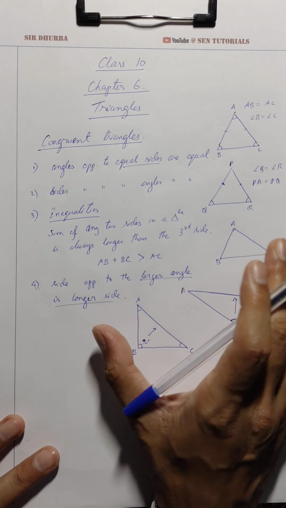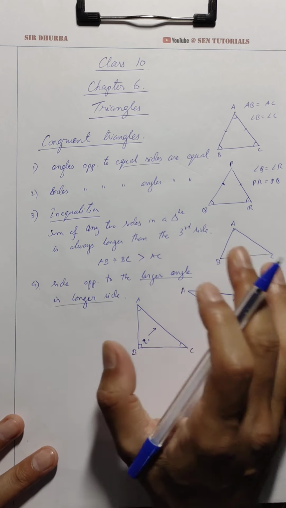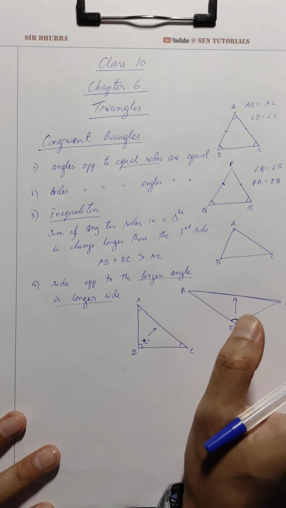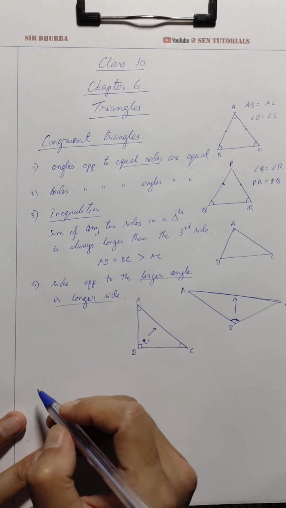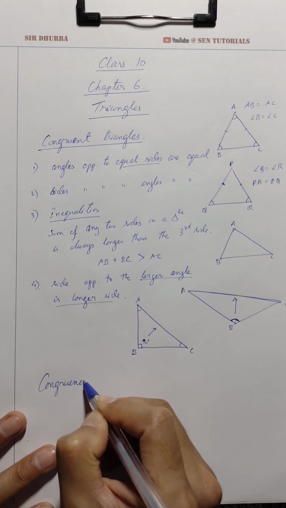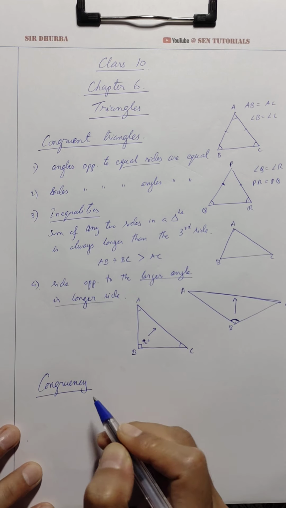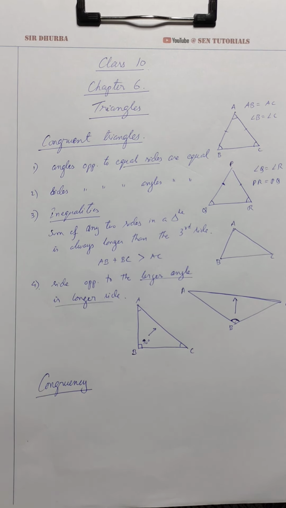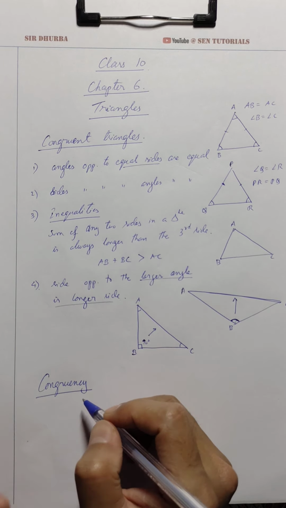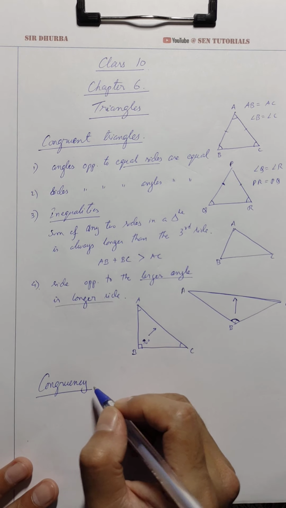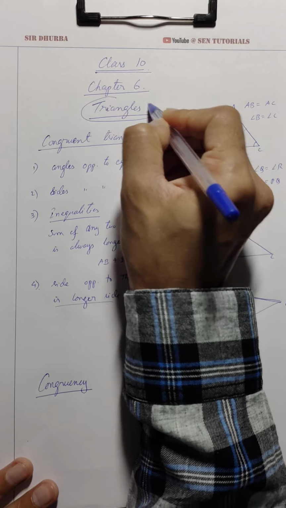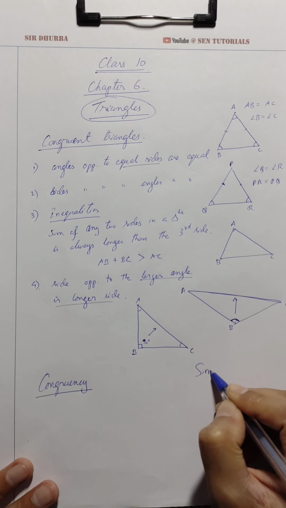Okay, so these were some of the concepts that we had already learned in our previous class 9. Then of course, yes, we do study more in detail about congruency. But before we really go to congruency, let us see what we are going to be studying here in class 10, triangles. Here what we are going to be studying is about similarity.